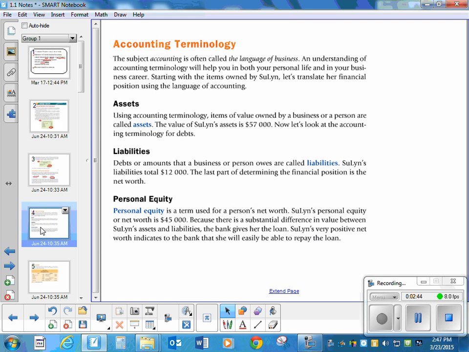Okay, so I kind of used these words already, but assets are anything that somebody owns. And in Su Lin's case, $57,000. Liabilities are anything that somebody owes. And in her case, it's $12,000. Her personal equity is when you take your assets minus your liabilities, it gives you the $45,000.